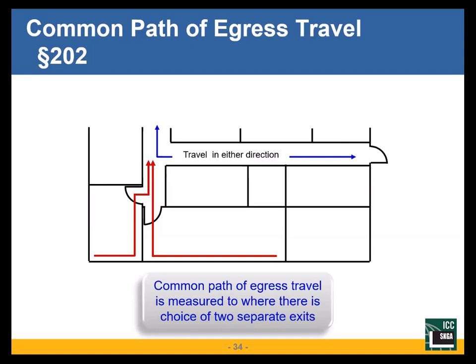We will also have another measurement, again, starting here, all the way to an exit. That's our exit access travel distance. This is our common path of travel. Anytime I have one exit, it applies. As soon as I have 2 exits in a room, common path of travel no longer applies, because from anywhere in a room, I've got 2 choices. So as soon as I have 2 exits, this issue is resolved.